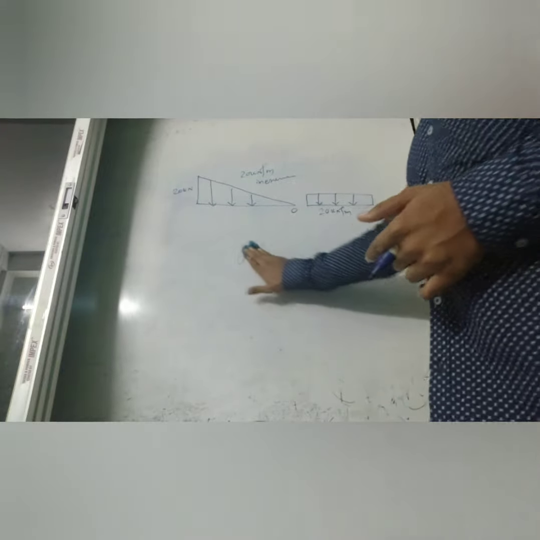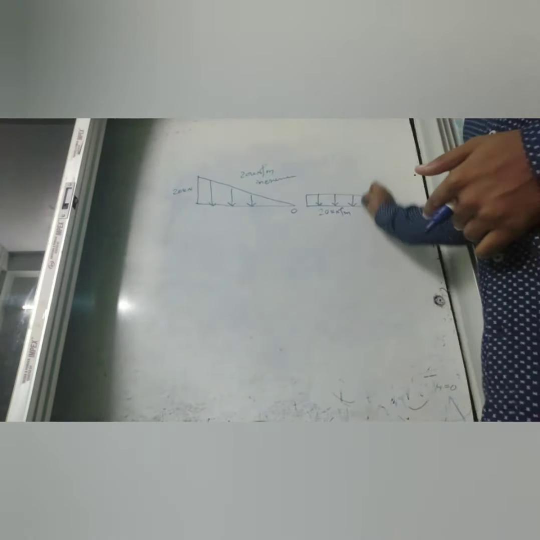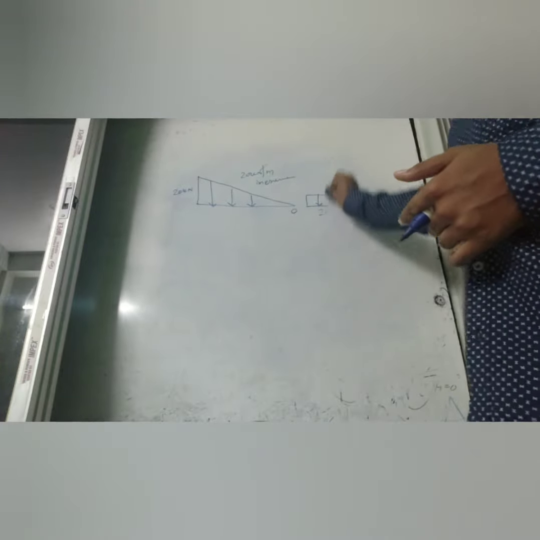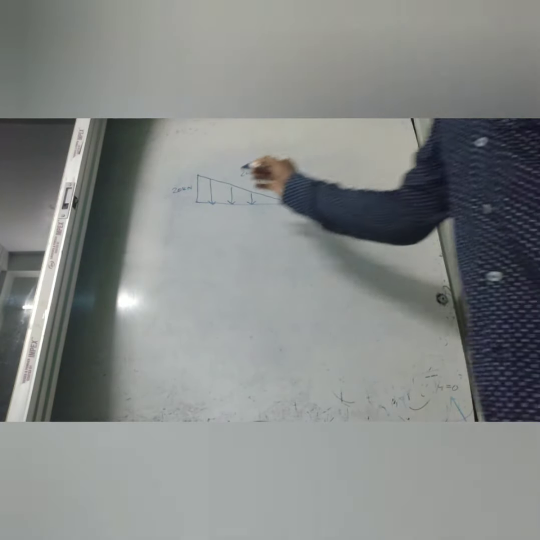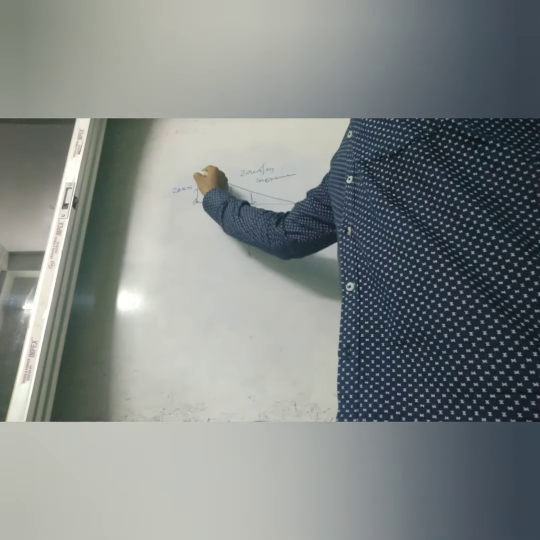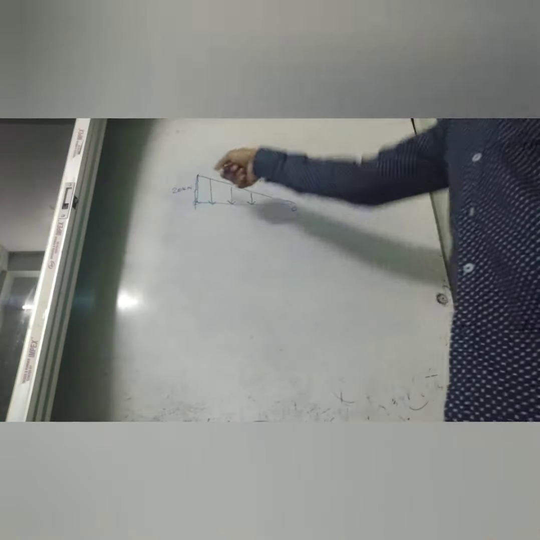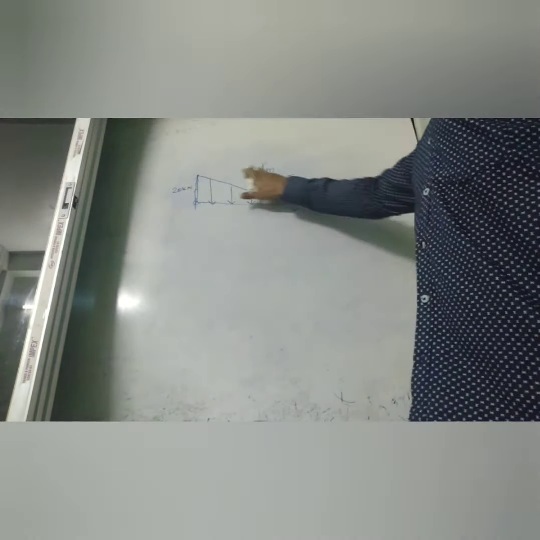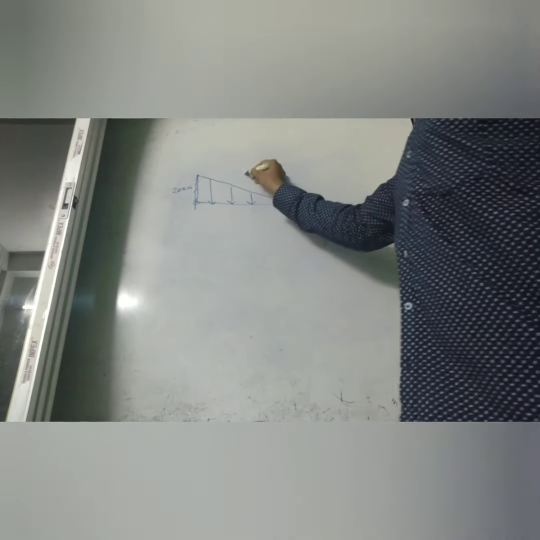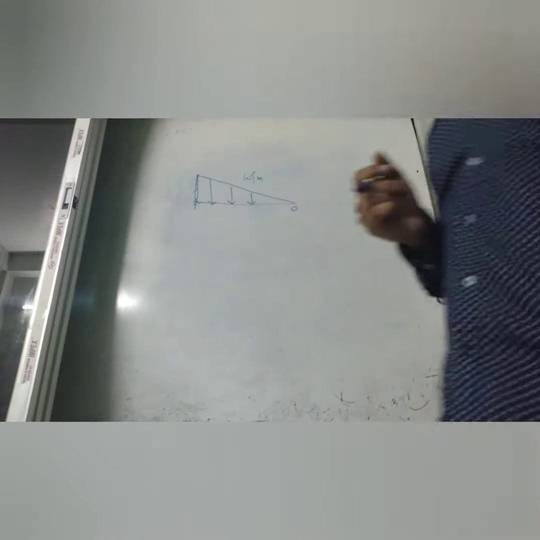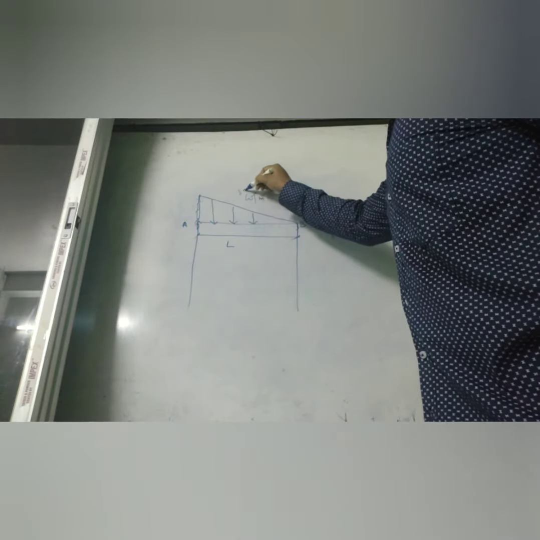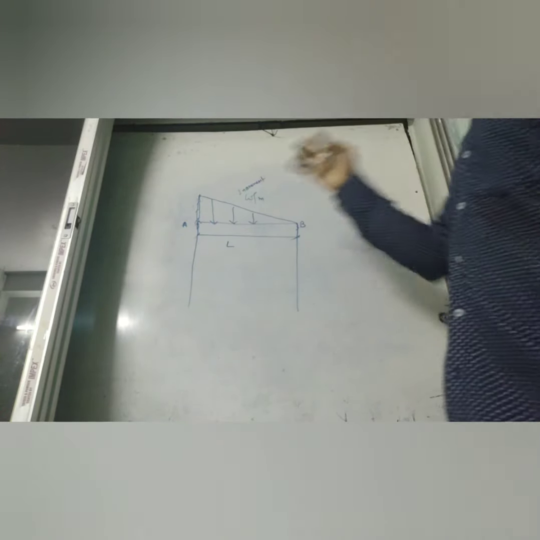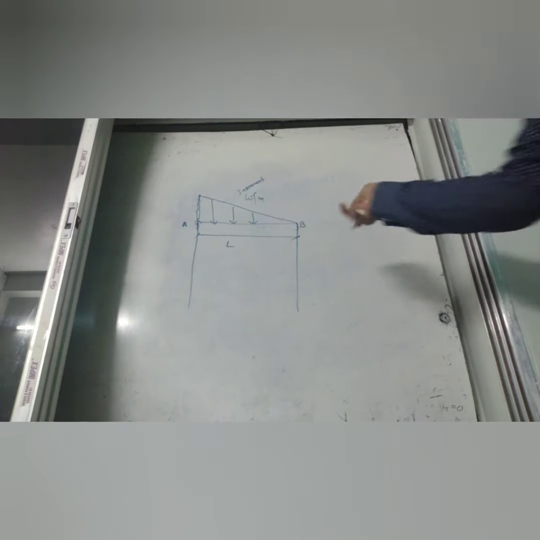In case of UVL over a cantilever beam, we need to calculate according to the rule of the triangle. In case of a triangle, we know how to calculate the area. We consider a cantilever beam with a UVL, uniformly varying load, which is W per meter. The load is increasing by W per meter.